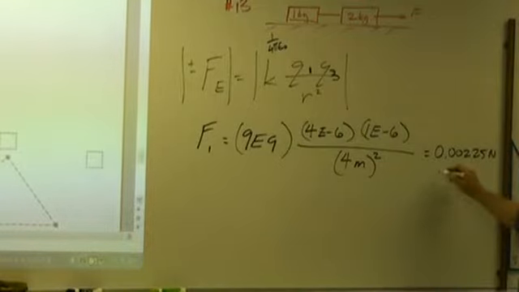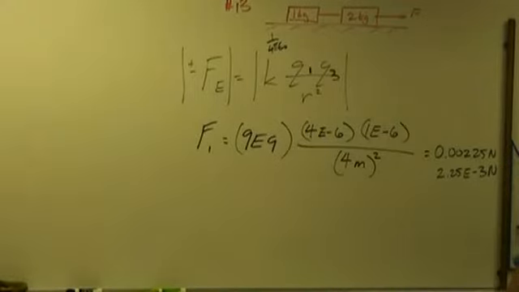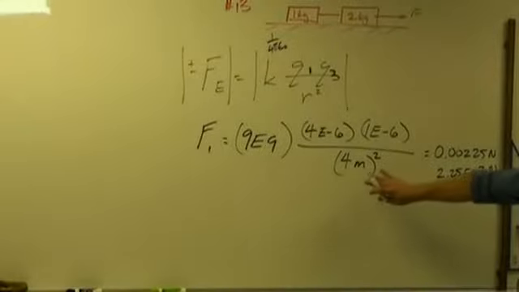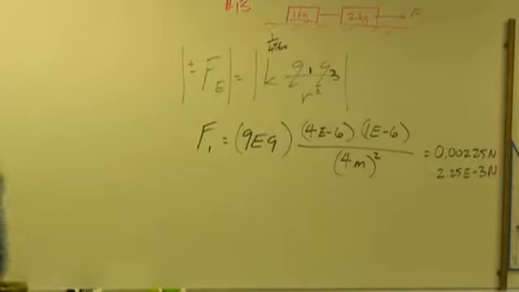0.00225 newtons, or 2.25 e to the negative 3rd newtons. Okay? Everybody make sure you can get that. Because if you can't get the K calculator to give you that answer, then we've got to figure out what's going on there first.